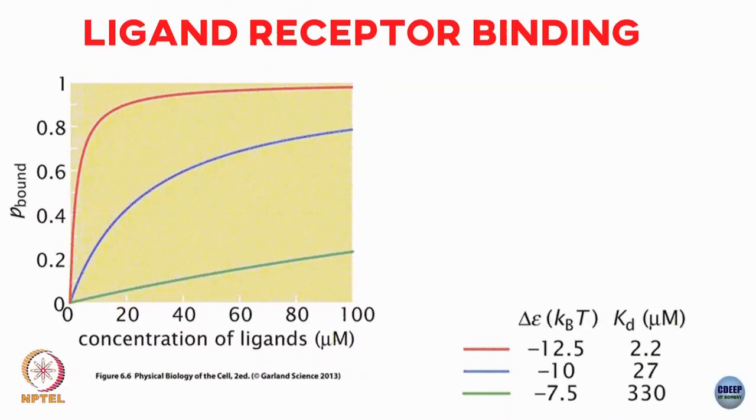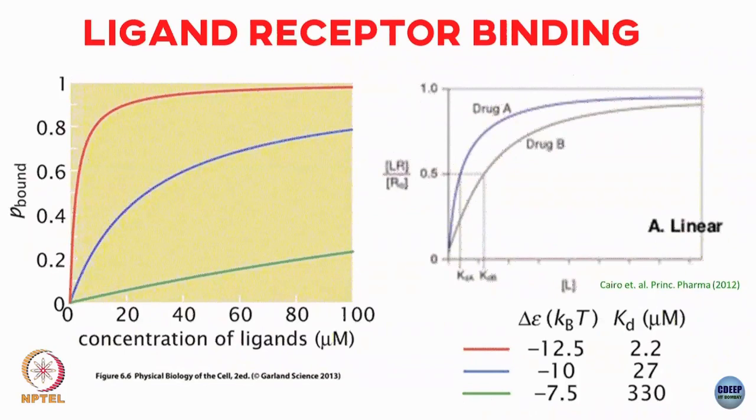And in fact, in many binding experiments, you can find curves like this. For example, this was a drug trial where you were trying to ascertain the efficacy of two different drugs binding to a certain receptor molecule. This is in some pharmacological journal. This is the binding probability, the number of these complexes that you form, LR, L is the ligand, R is the receptor, as a function of this ligand concentration. And you will see that the curves look exactly as would be predicted by this.